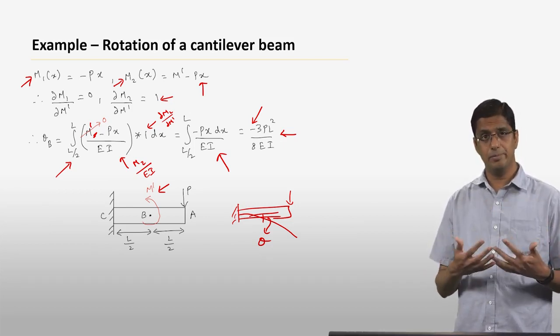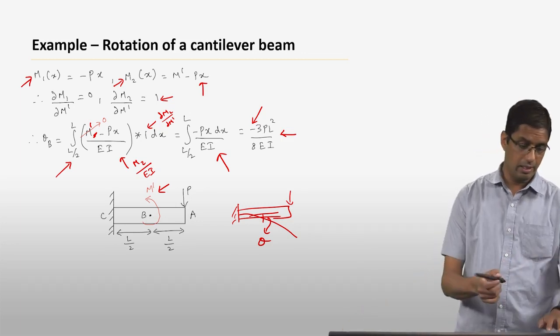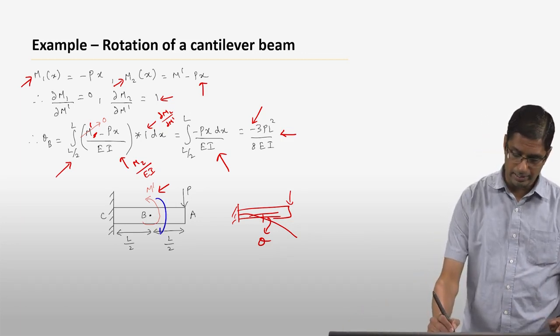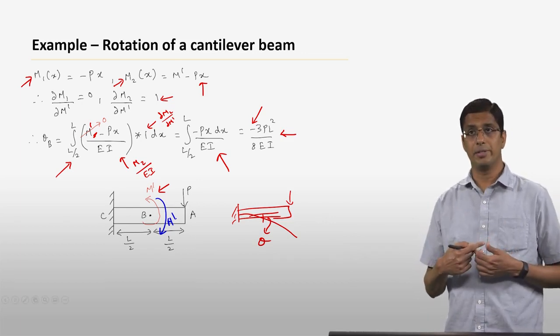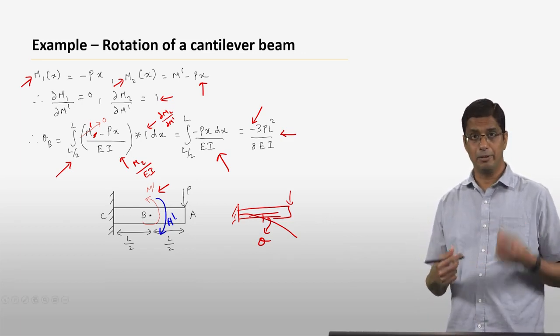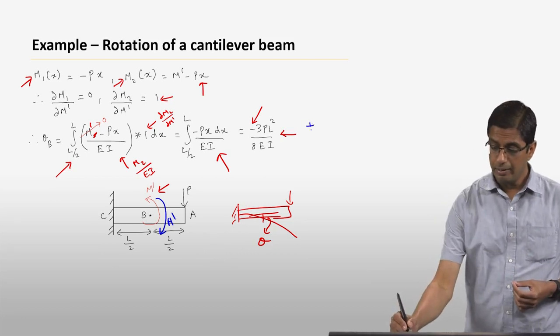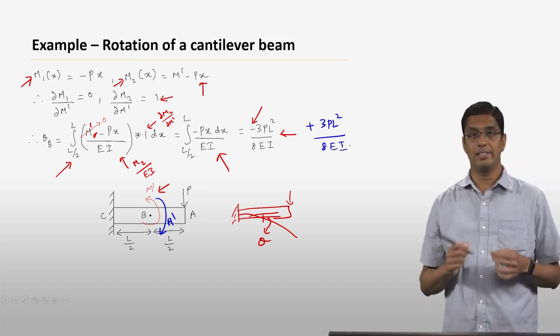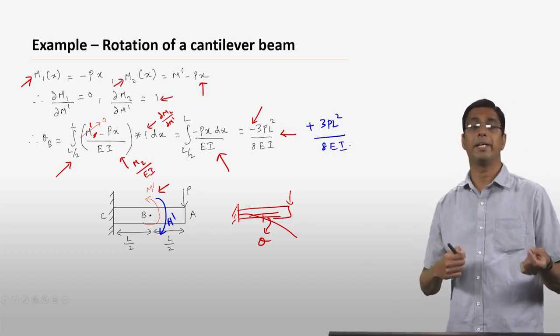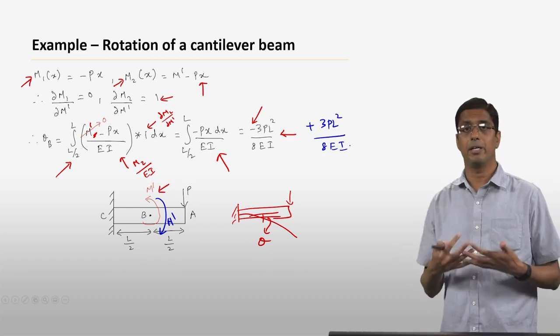Now, if we had assumed this m prime to be in the clockwise direction, what you would have found out is that the value of theta b is still going to be the same, but it will be plus 3pl square over 8ei. Okay, so that is the difference. So if you assume the moment to be in the clockwise direction, then you would have gotten a positive value.